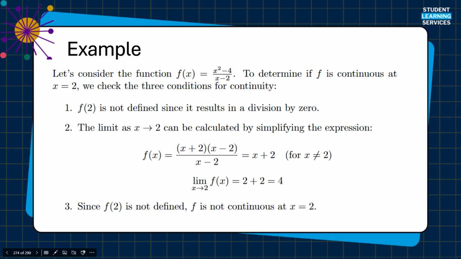Okay, here is a new example. Consider this function. To determine if f is continuous at 2, we check the three conditions. First of all, f of 2 is not defined, because we're dividing by 0. So right away you can conclude that this function is not continuous at 2. For the second condition, the limit does exist; it approaches 4. But note that the first condition is not satisfied, so we can already conclude that this function is not continuous.